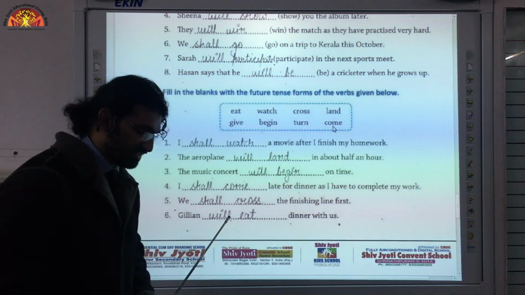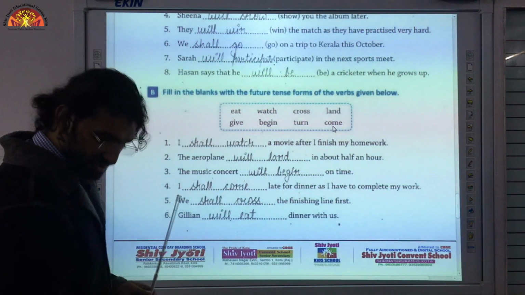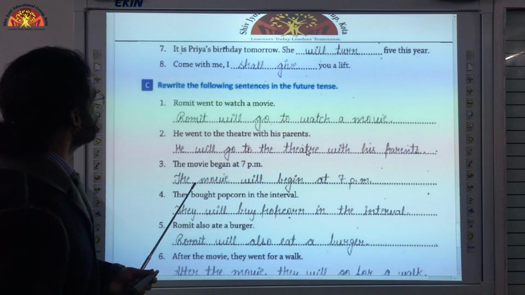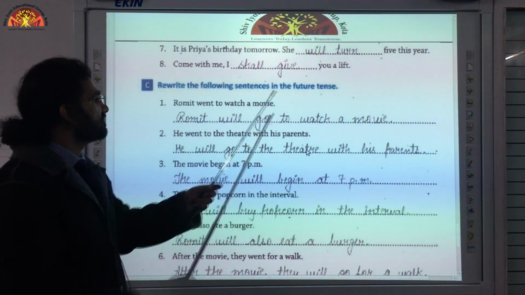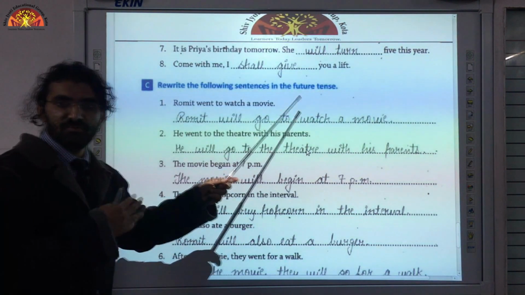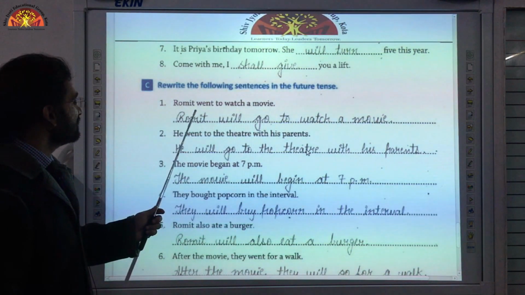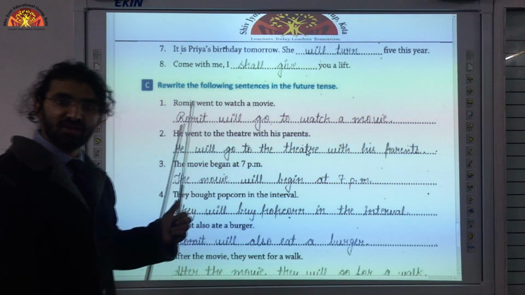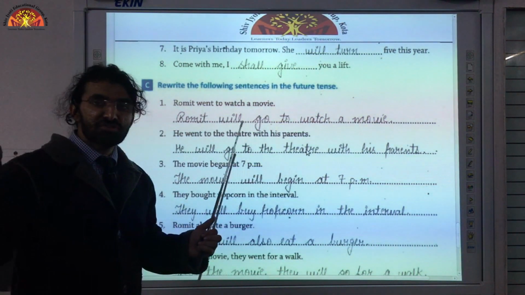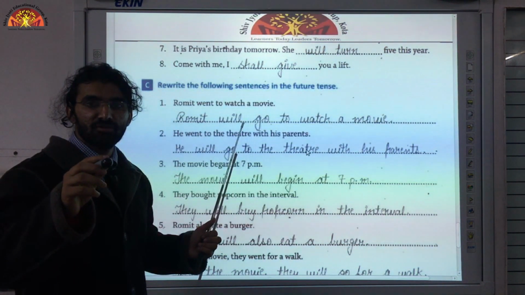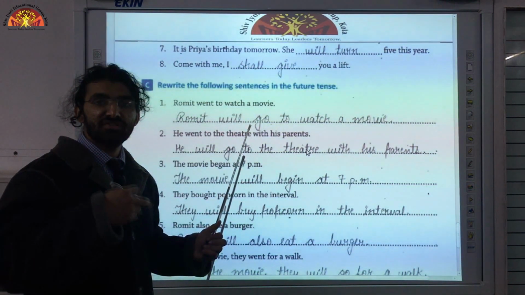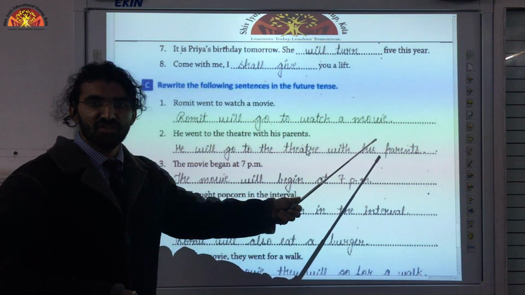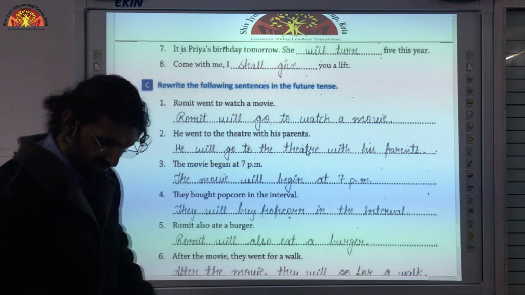This next exercise will be the last exercise of our today's lesson. Exercise C. Rewrite the following sentences in the future tenses, just like we did in the previous chapter. Romit went to watch a movie. This is of past tense. Romit went to watch a movie, but we have to talk about future tense. We have to convert this into future tense. Romit will go to watch a movie. Now it has become of future tense.